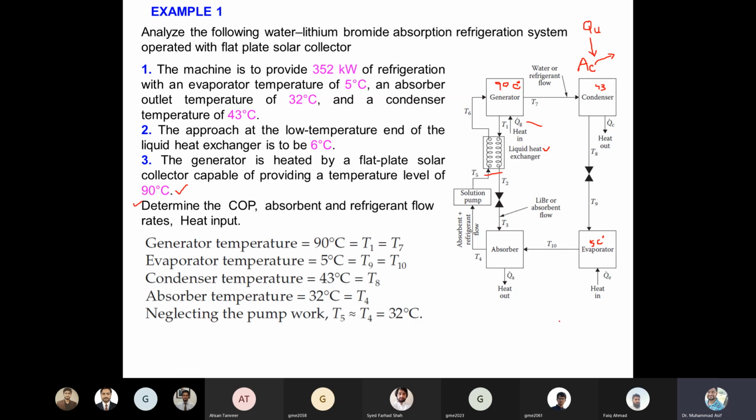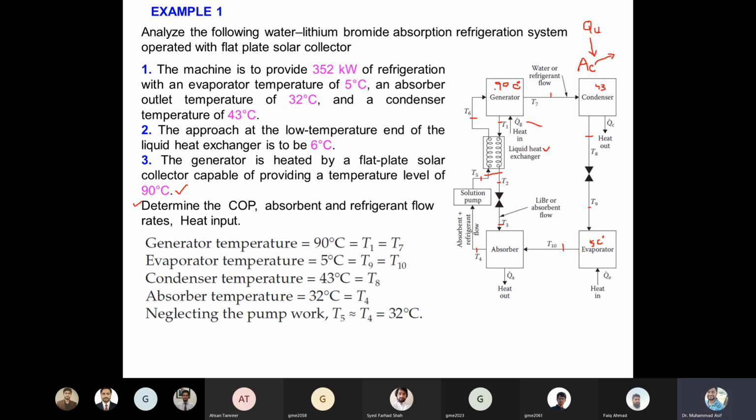As you can see, they are numbered. For example, this is T1, T2, T3, 4, 5, 6, 7, 8, 9, and then 10, right? So 10 different points are used, and they are represented here. You can use your own points if it is not mentioned on the diagram, but it is mentioned on the diagram, so we can follow the same numbering.